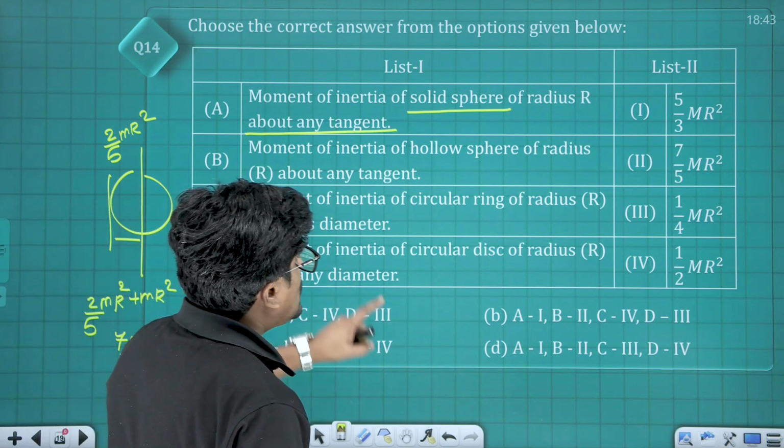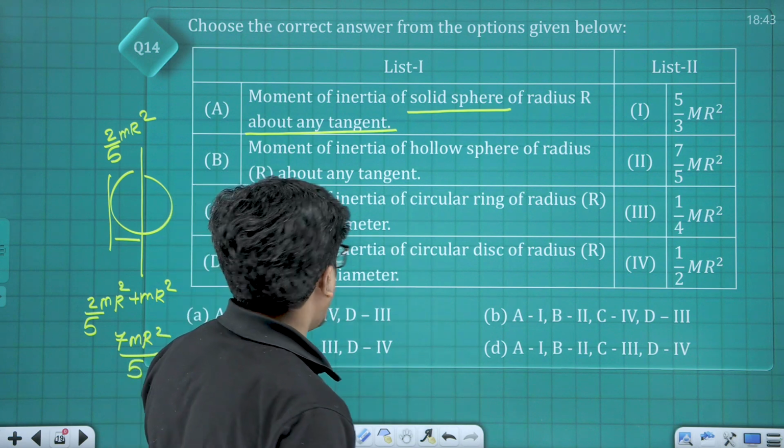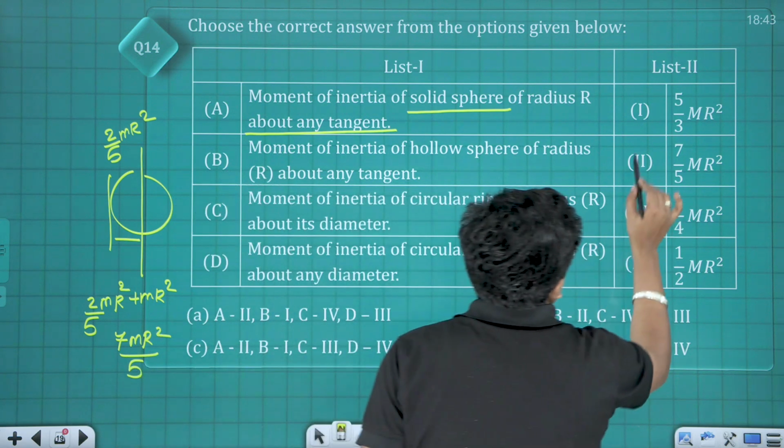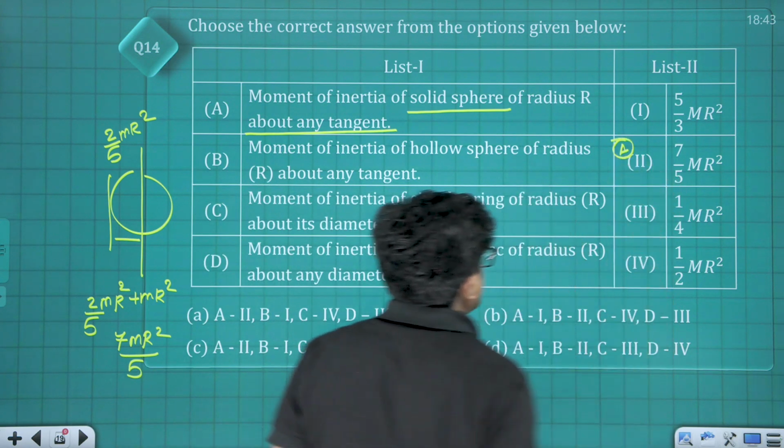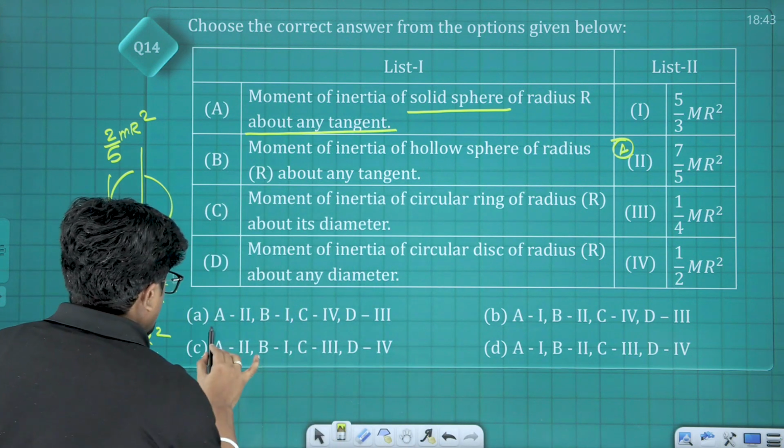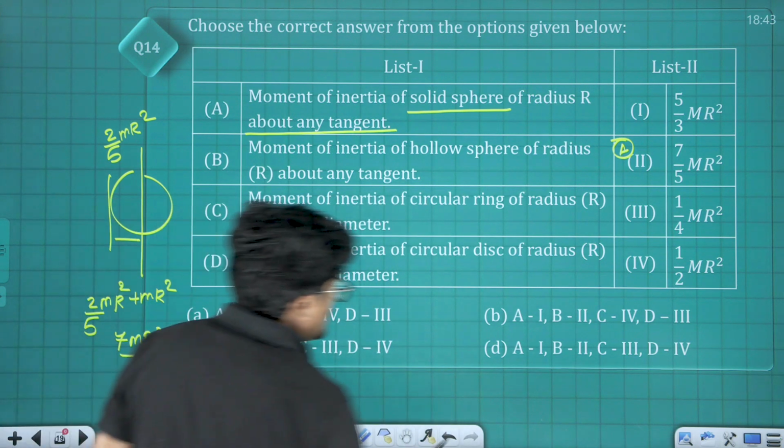So A needs to be 7 mr square by 5. That means this needs to be the correct option for A. That means A is 2. So here this says A is 2. Here also this says A is 2.